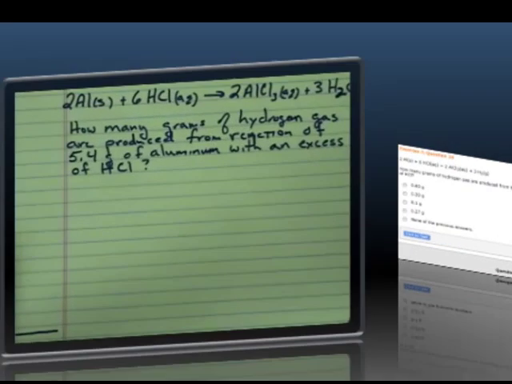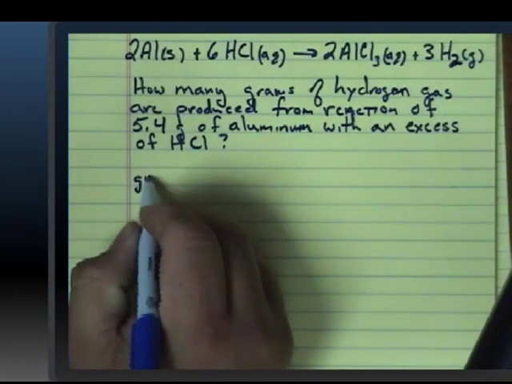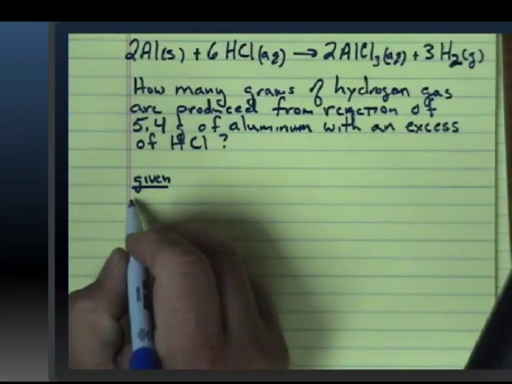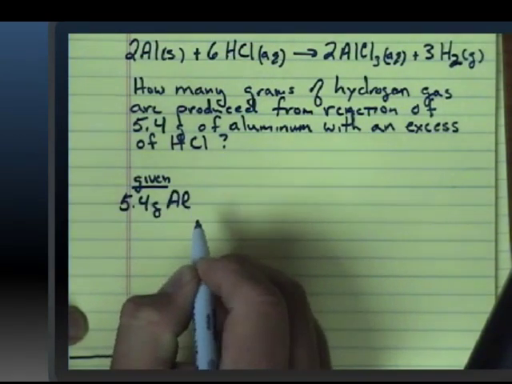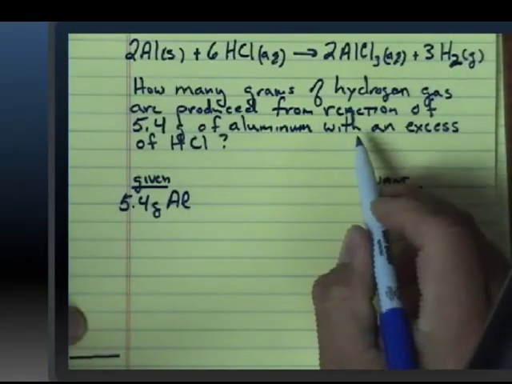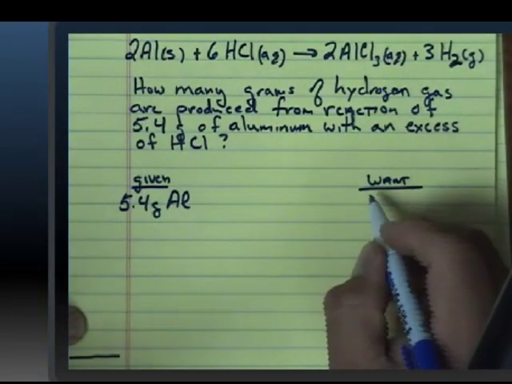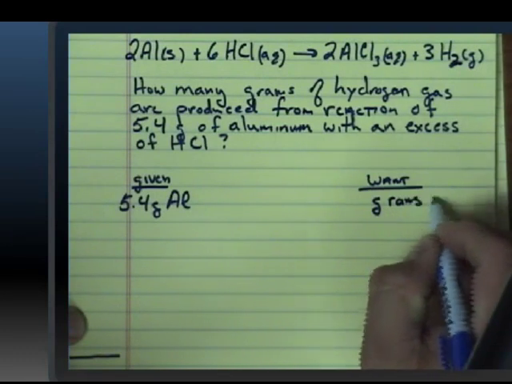We start out writing down what we're given and what we want. So in this particular problem, we are given that we have 5.4 grams of aluminum, and what we want are how many grams of hydrogen gas. So we want to end up with grams H2.